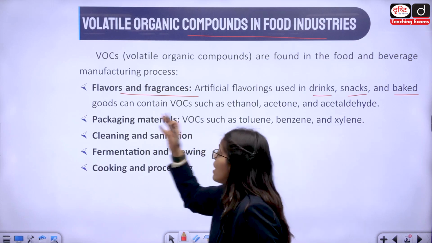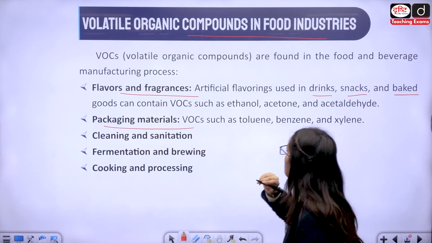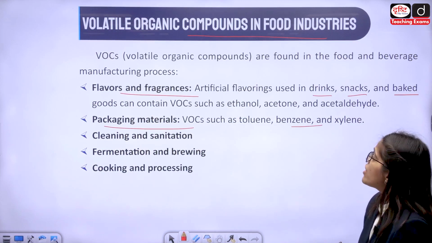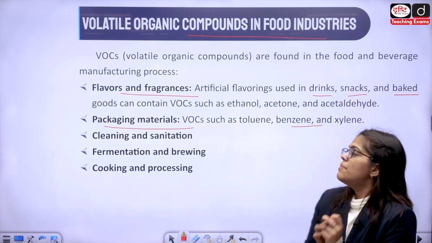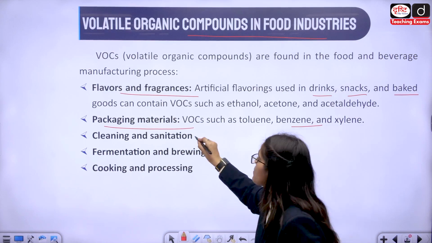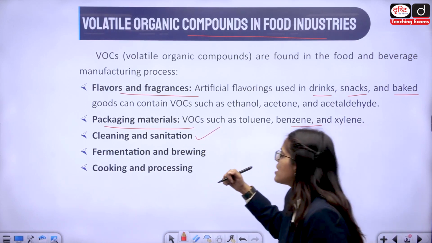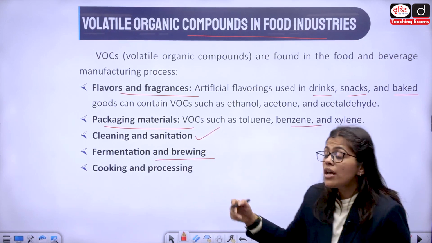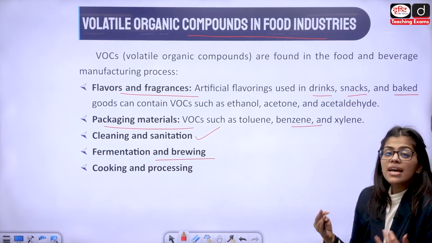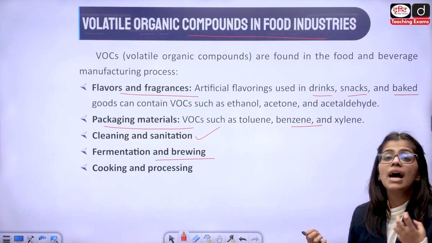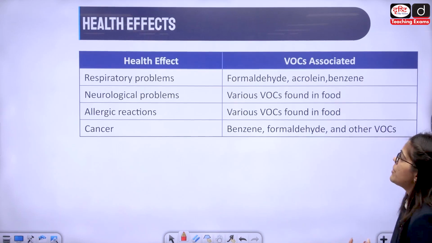Then they are included in the packing of materials, like benzene, an important VOC that is ever present when the packing of materials is done. Then sometimes while cleaning and sanitation work, VOCs are released. Fermentation and brewing, cooking and processing. There are different areas from where VOCs are released, and they can affect the environment.